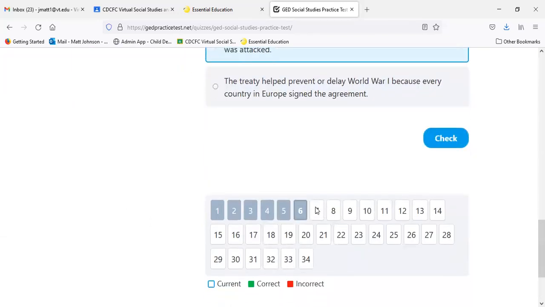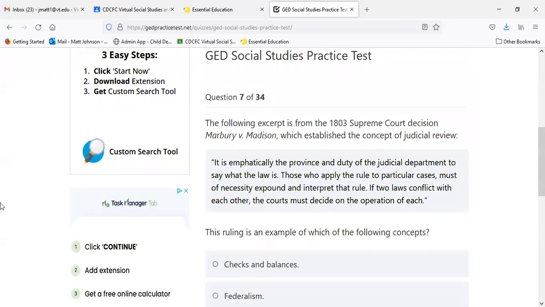Okay, number 7. All right, the following excerpt, we actually talked about this yesterday, is from the 1803 Supreme Court decision, Marbury versus Madison, which established the concept of judicial review. We've talked about that quite a bit, what judicial review is. It is emphatically the province and duty of the judicial department to say what the law is. Those who apply the rule to particular cases must, of necessity, expound and interpret that rule. If two laws conflict with each other, the courts must decide on the operation of each.